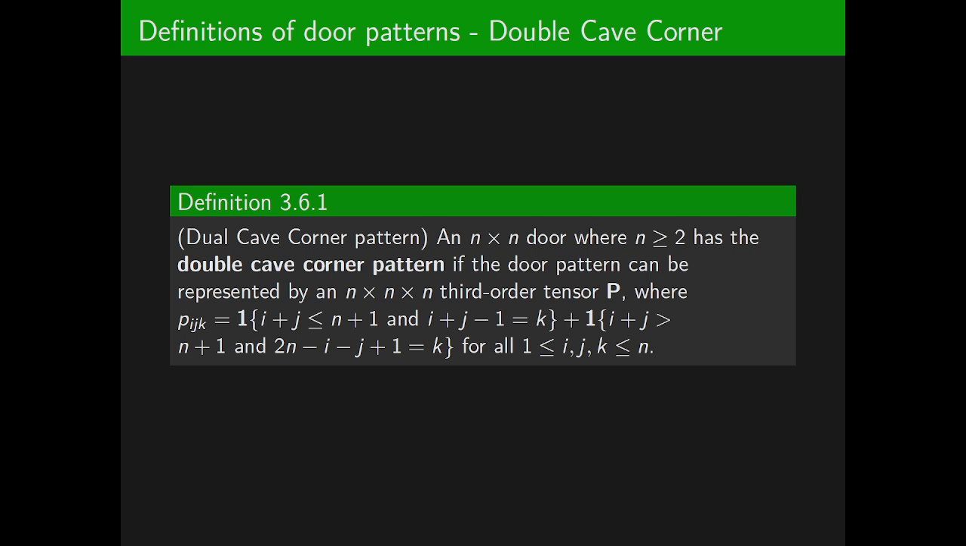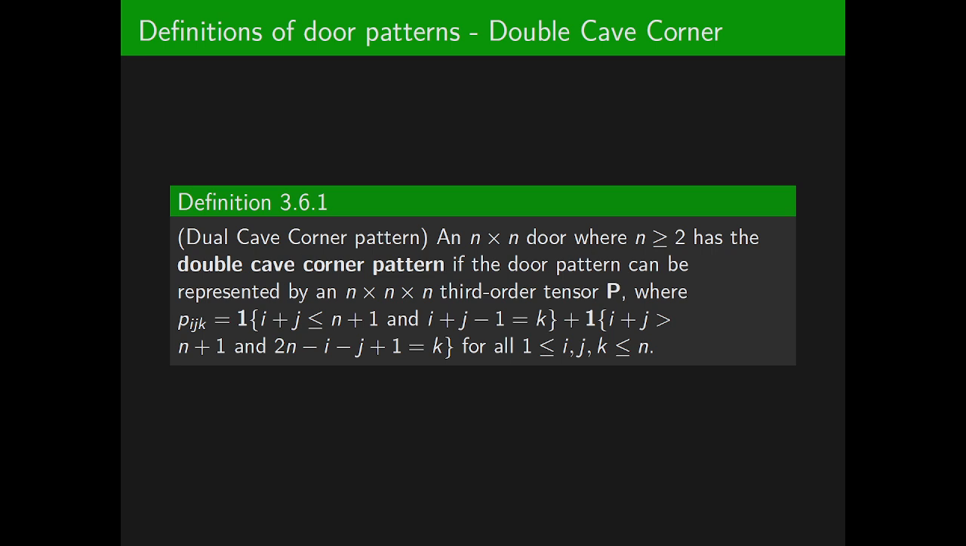And then related to the corner door is double cave corner. So again, important things to notice: n by n greater than or equal to 2. The size of the third order tensor is n by n by n. Pijk, the expression, is a bit more complicated. It has an inequality, i plus j less than or equal to n plus 1, and then an equation of k: i plus j minus 1 equals k. So that's the first indicator function. The second indicator function is i plus j bigger than n plus 1.